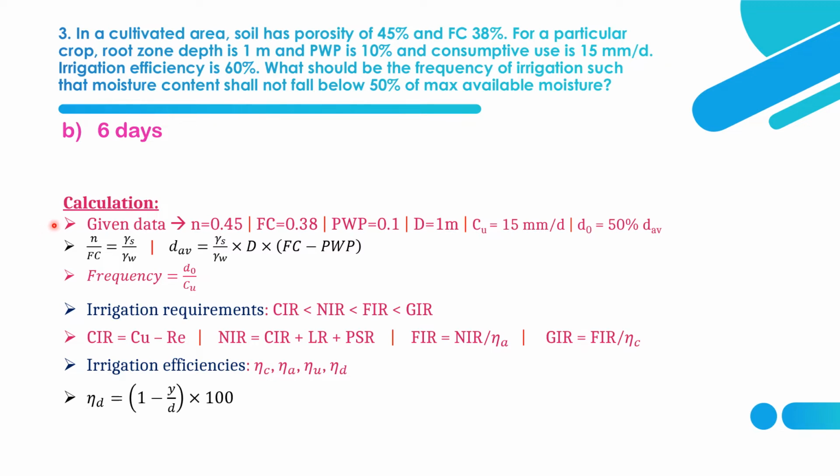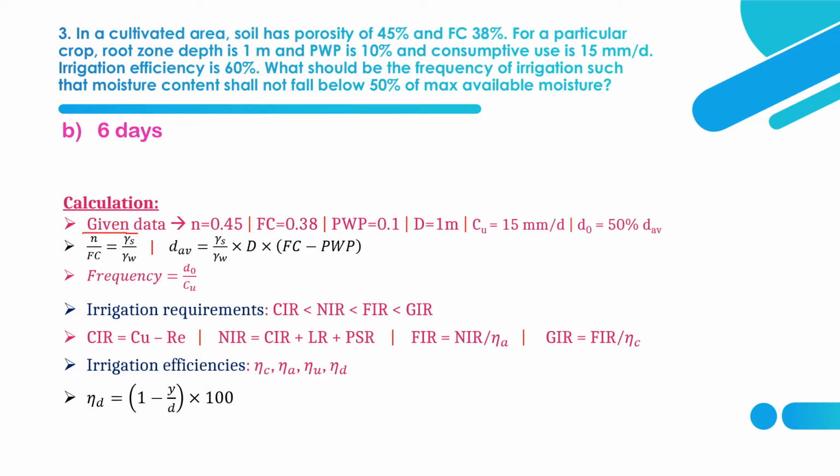So first we have to know the given data. What are the given data? We have to denote them with respective symbols: porosity as small n, 0.45, that is 45%; field capacity 38%; PWP, permanent wilting point, 10%; D is equal to 1 meter, that is root zone depth as 1 meter; consumptive use is 15 mm per day; and D naught, that is readily available moisture, which is nothing but 50% of D available. And we have to use these two formulas to get the answer.